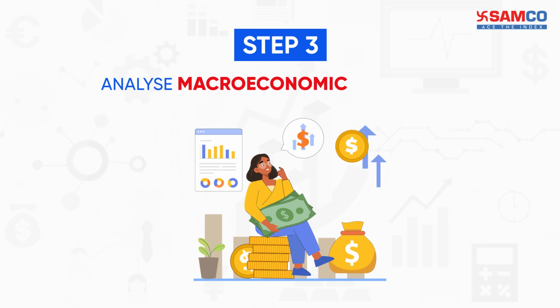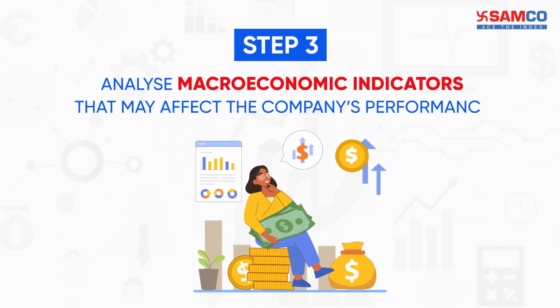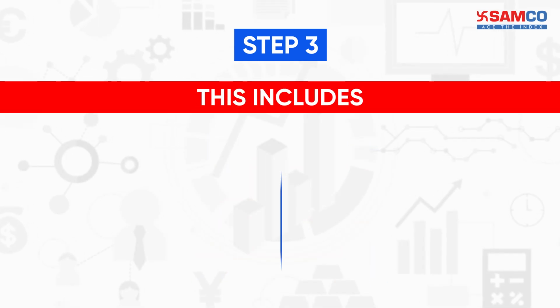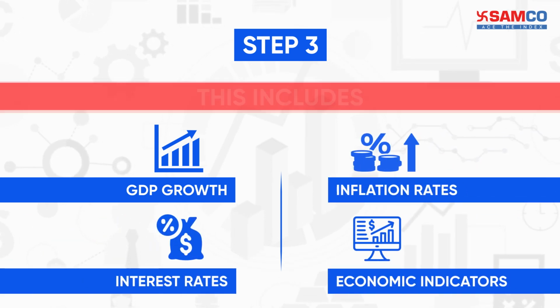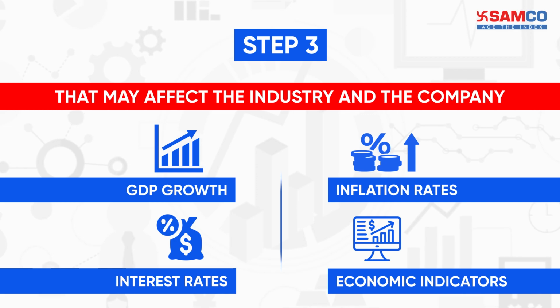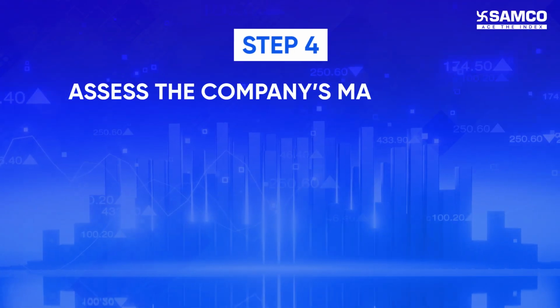Step 3. Analyze macroeconomic indicators. The third step is to analyze macroeconomic indicators that may affect the company's performance. This includes analyzing GDP growth, inflation rates, interest rates, and other economic indicators that may affect the industry and the company.